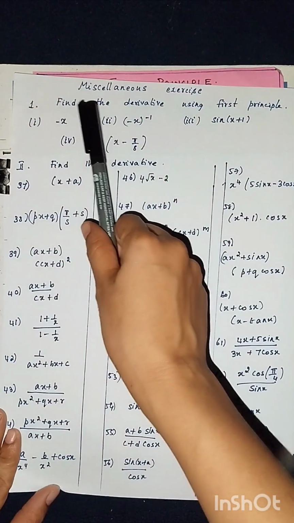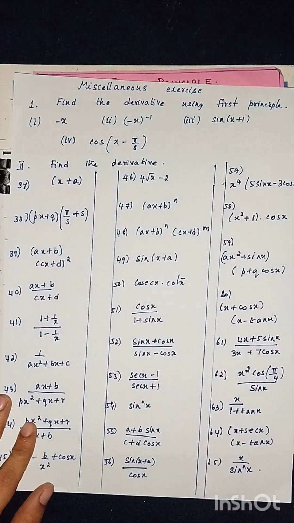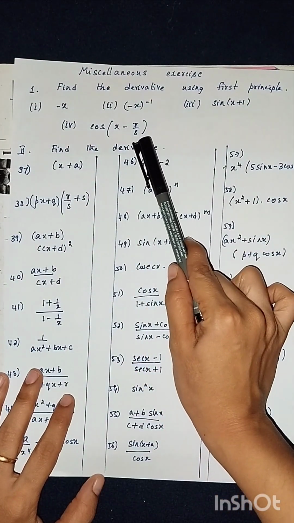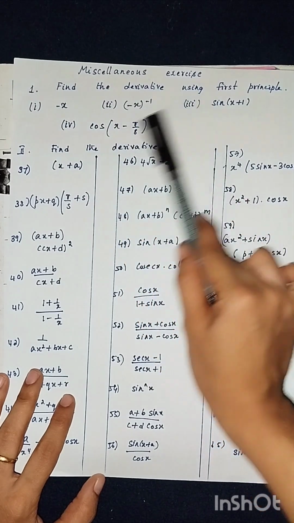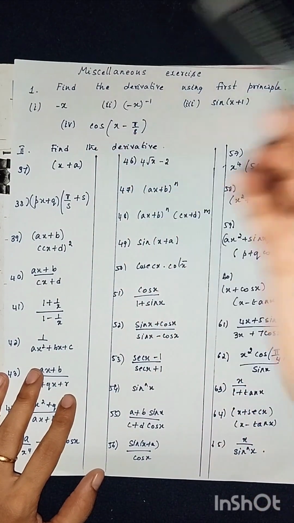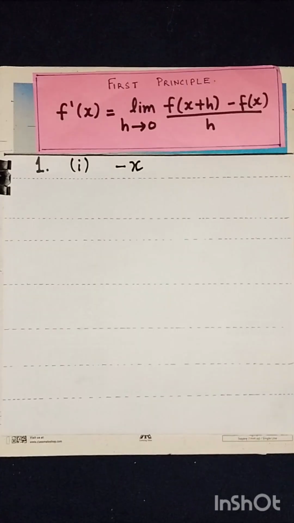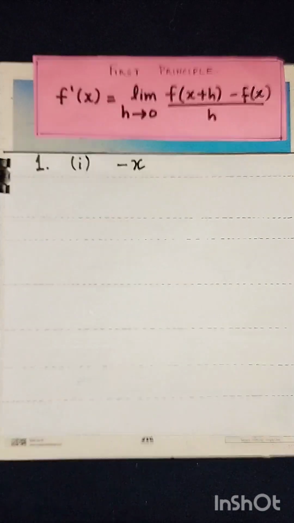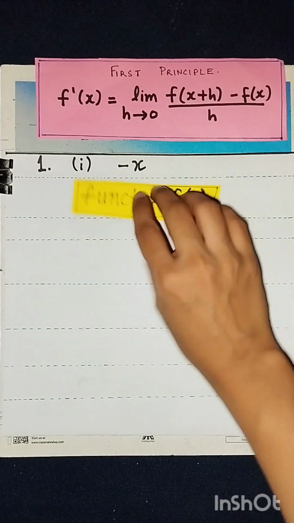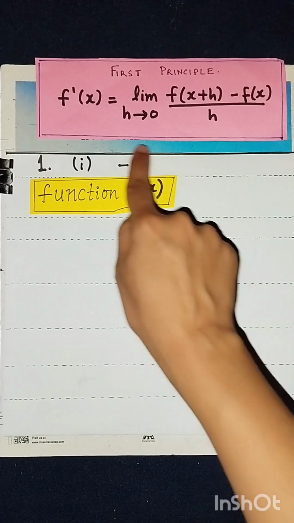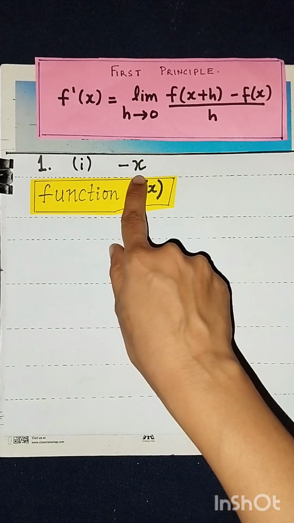In the first heading, find the derivative using first principle. There are 4 sub-questions. So we have to find the derivative using first principle. Let us solve the first sub-question. So they have given a function f of x that is minus x. So this is the function they have given to us.